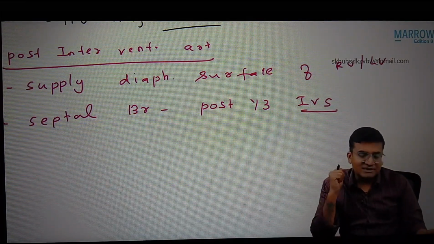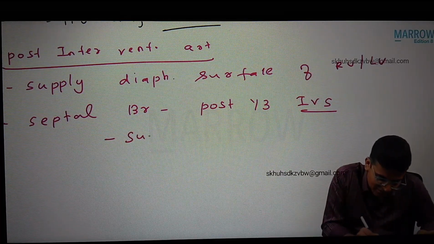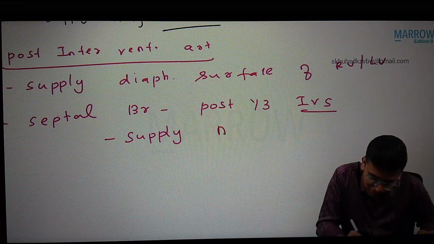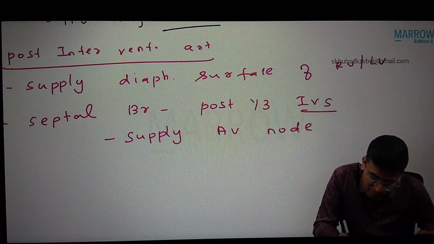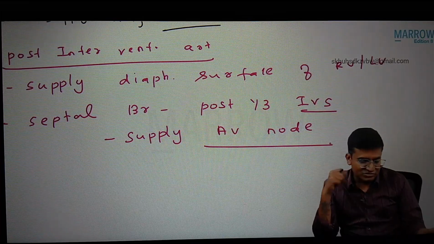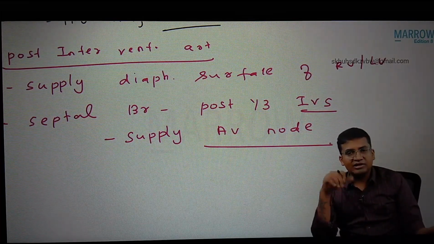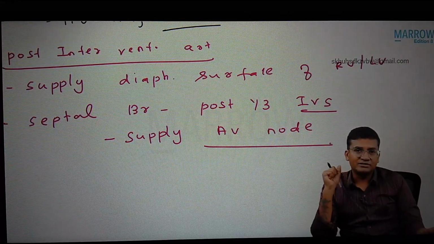The septal branch also supplies the AV node. This is very important. So these are all the branches of our right coronary artery, and that's all about the right coronary artery.